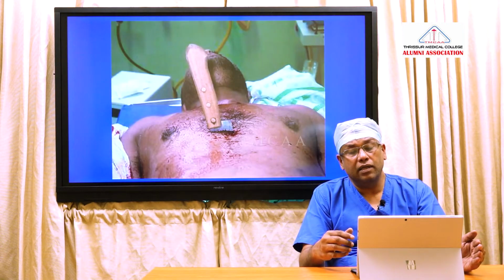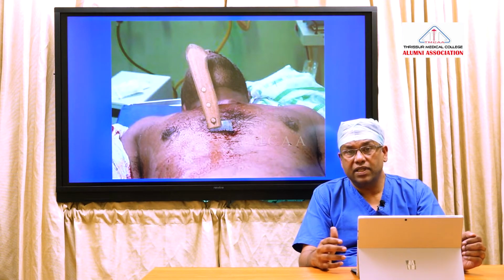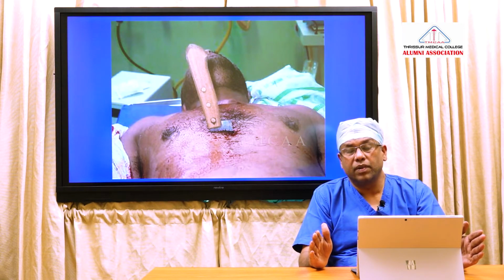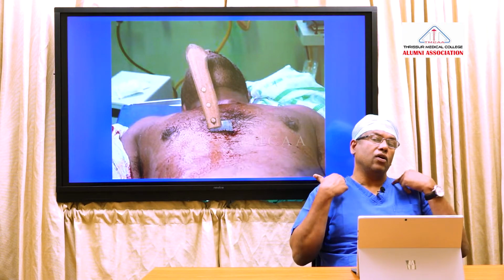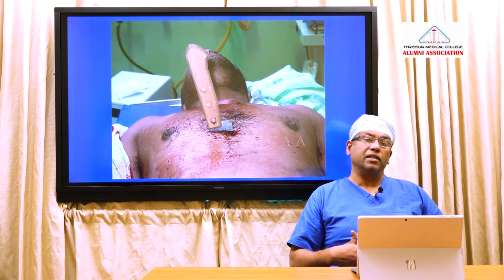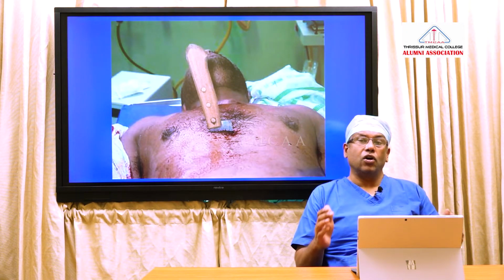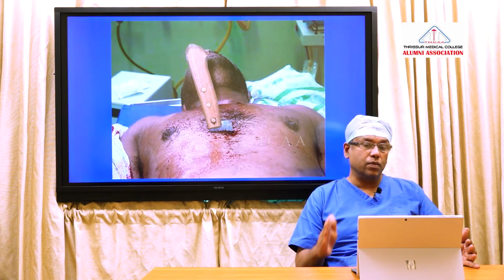Now coming to the next or the last entity, the penetrating injuries to the thorax. We said whenever there is a penetrating injury, the most important thing you have to remember is if it is an anterior injury between your nipple line or between the mid-clavicular line on either side and from suprasternal notch to the xiphisternum, always assume the mediastinum is injured and you have to explore it.